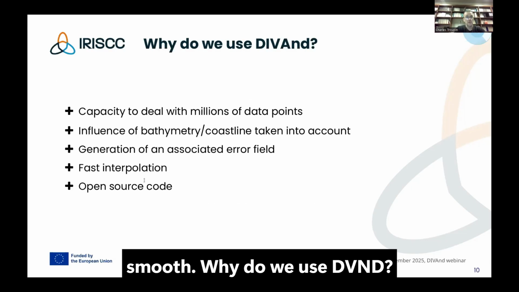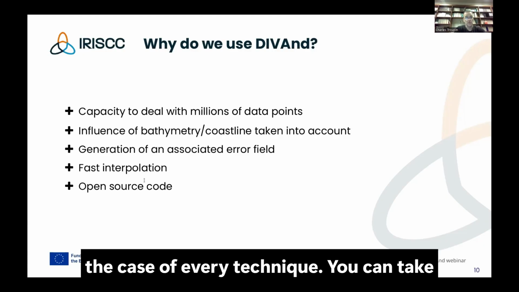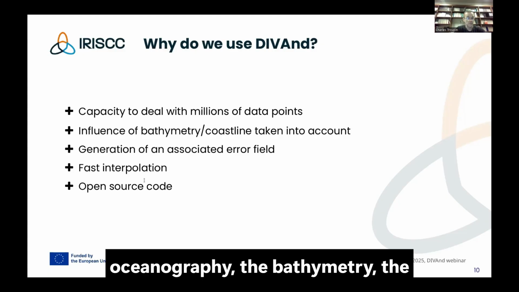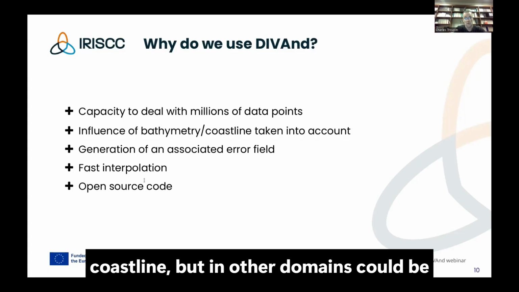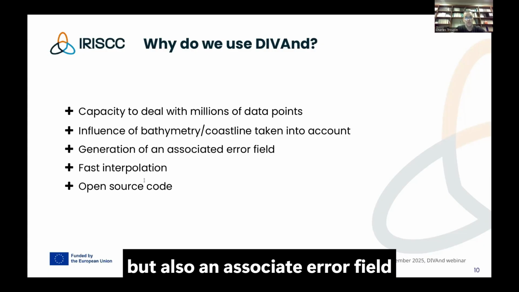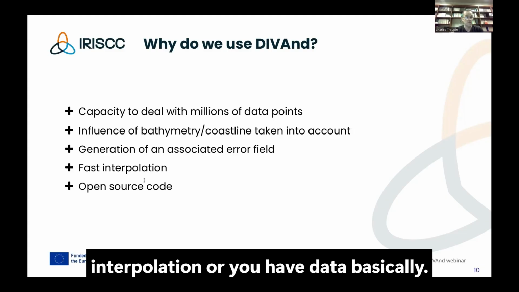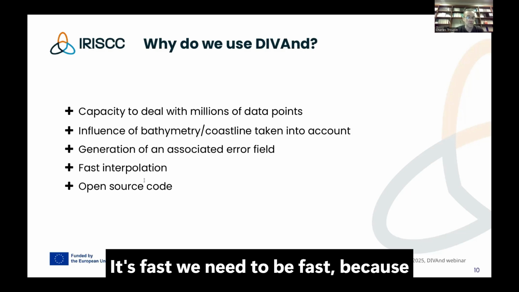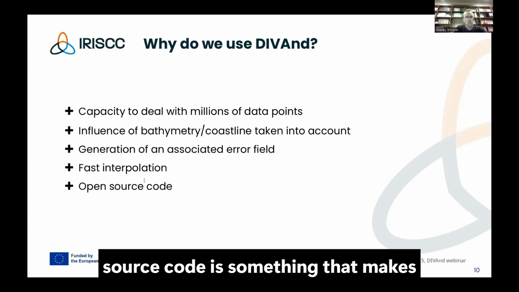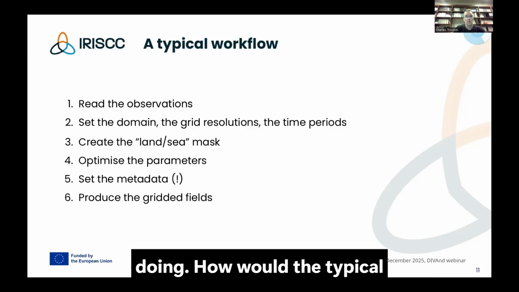Why do we use DIVA-ND? Because as I've said before, we can deal with millions of data points. It's not the case of every technique. You can take into account obstacles. In our case, for oceanography, it's the bathymetry, the coastline, but in other domains could be different. We generate a gridded field, but also an associated error field, showing where you can trust the interpolation, where you have data, basically. It's fast. We need to be fast because this kind of interpolation has to be repeated many times. And also the open source code is something that makes people want to use it because it's not a black box. You can really see what we're doing.